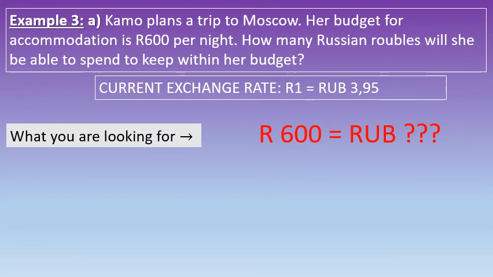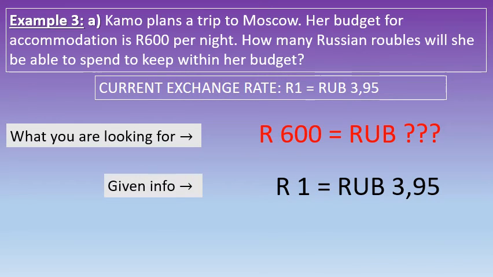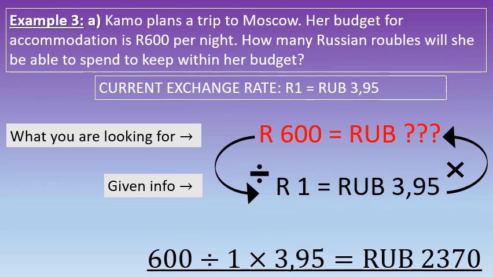Let's write down what we have been given, the exchange rate. 1 rand is 3,95 rubles. That's our given information. And once again, to go from 600 rand to how many rubles, we divide down and multiply up. Voila, we get 2,370 rubles. Beautiful.